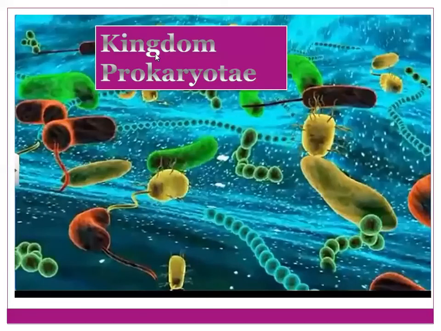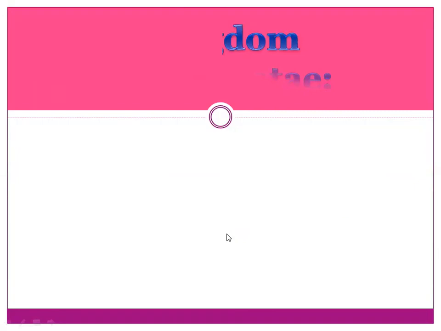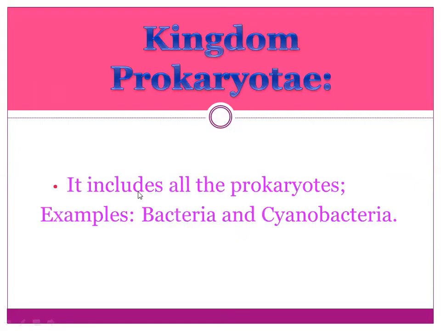So number one is kingdom prokaryota. According to them, the first kingdom is kingdom prokaryota, and what they did was simply place all the prokaryotes. All prokaryotes means all the living organisms without a nucleus. Any type of living organism, if they do not have a proper nucleus, they will be placed into the kingdom prokaryota. Prokaryotic means they do not have a nucleus, simply. Examples are bacteria and cyanobacteria.